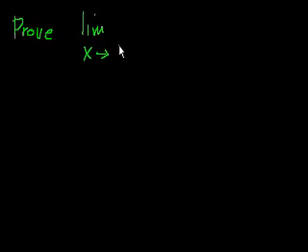It's not unusual in calculus textbooks to see problems along the lines of: prove that the limit as x approaches 1, let me think of an interesting function, let's say 3x times (x minus 1) over (x minus 1).